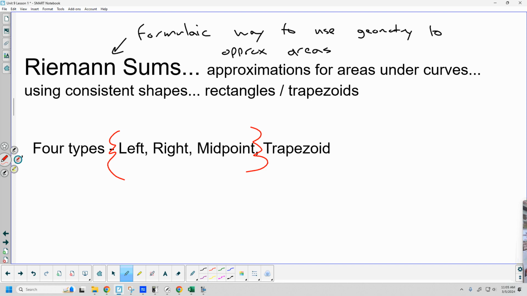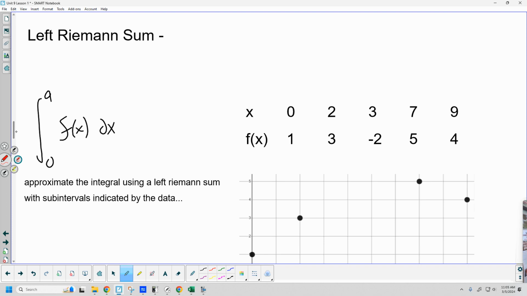3 of them use rectangles. Oh, rectangles are easy. The left, right, and the midpoint use rectangles. The last one, the trapezoidal Riemann sum, uses trapezoids, so that's obvious. But again, we're just going to use geometry to not get the exact area, because we're talking about curves, but to approximate the area. Okay? Here we go. We'll start with a left Riemann sum.